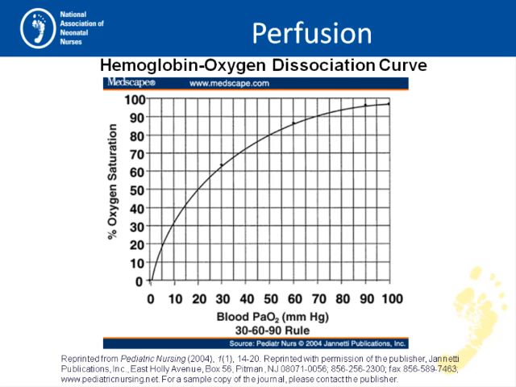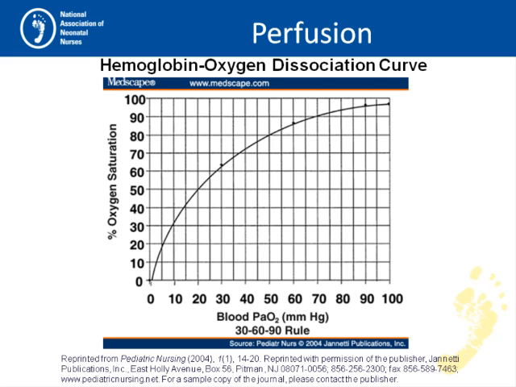2,3-DPG is created in red blood cells during glycolysis. High levels of 2,3-DPG shift the curve to the right, and low levels cause a left shift, as in septic shock and hypophosphatemia. Hyperthermia causes a right shift, and hypothermia causes a left shift.